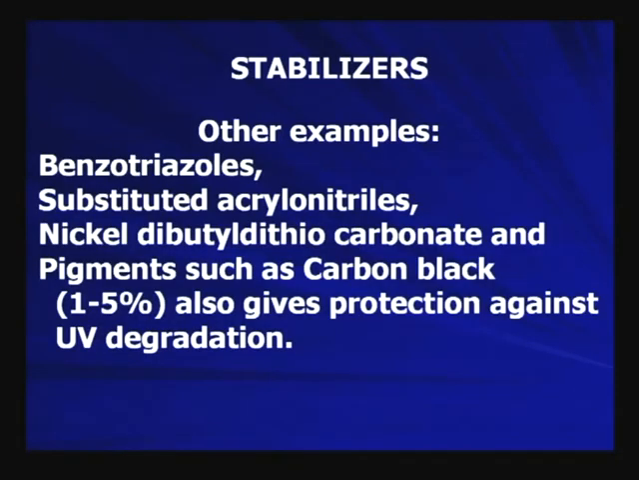Other examples are benzotriazole, substituted acrylonitriles, nickel dibutyl thiocarbamate, pigments, and carbon black at 1 to 5%, which also give protection against UV radiation. I did a substantial level of research in my lab on this degradation and stabilization of polymers earlier. My experience is that if you can develop any agent which can break to form free radicals, and if that free radical is stabilized by the group to which it is attached, then it can act as a very good stabilizer for your polymer.